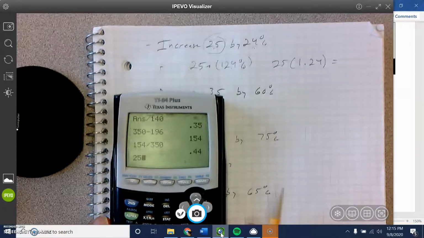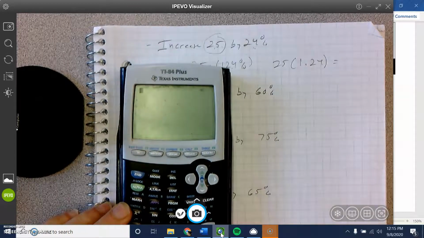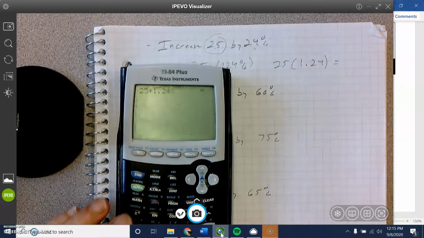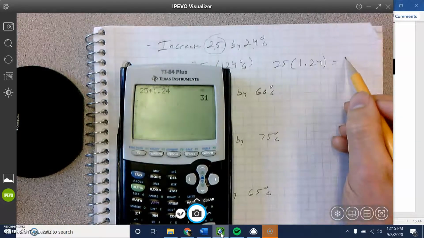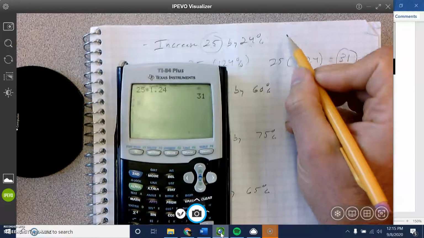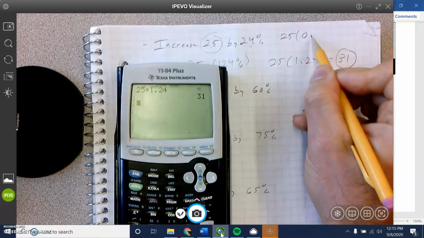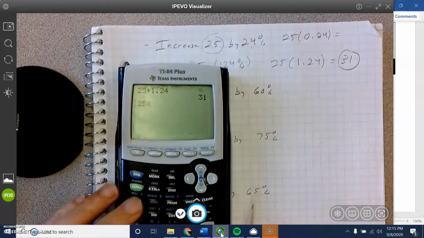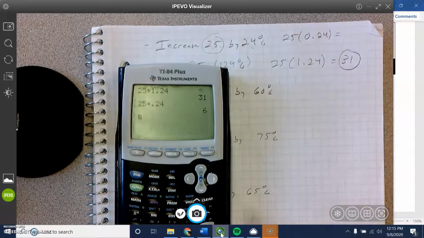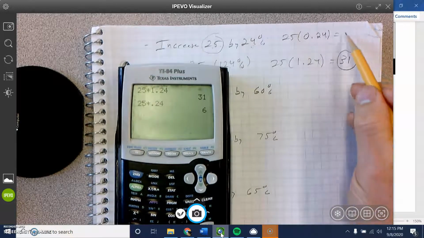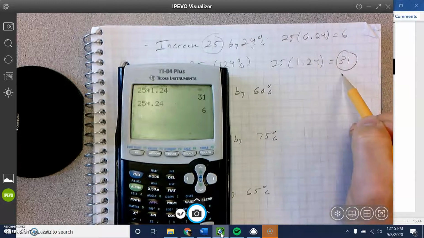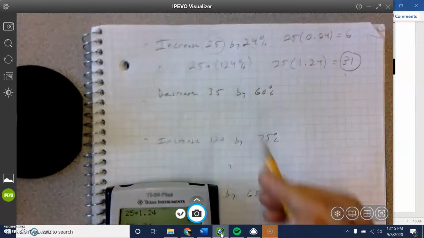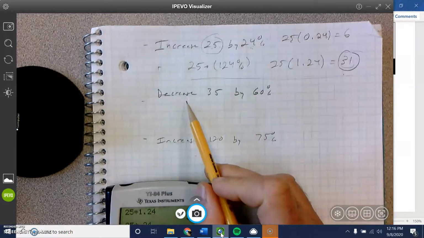So 25, let's clear this up. So 25 times 124% as a decimal is 31. Now if I just took 25 and multiplied it by 24%, if I did it that way, I would get 6. And then 6 plus 25 is the 31 right there. Same thing. Okay, so that's an increase one. The answer is 31. Now we're going to decrease.